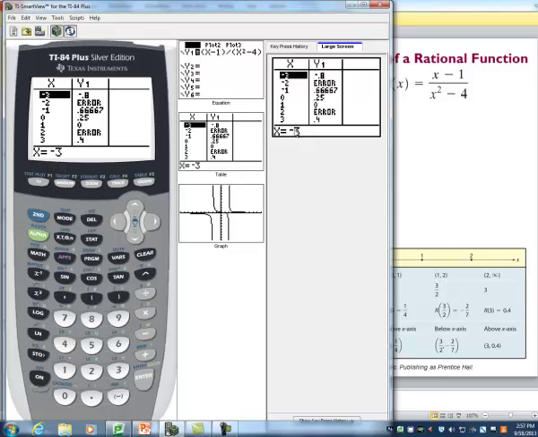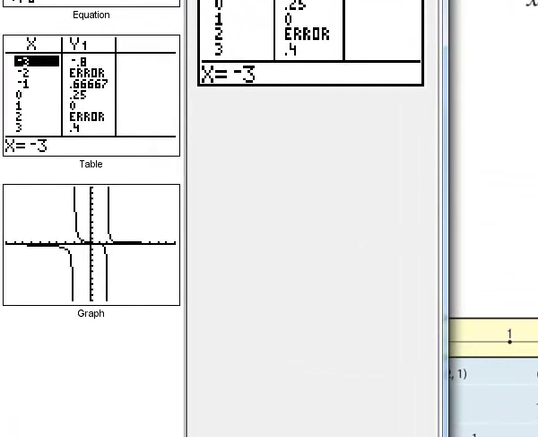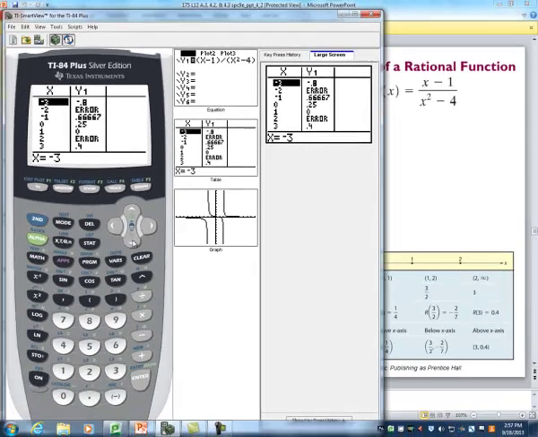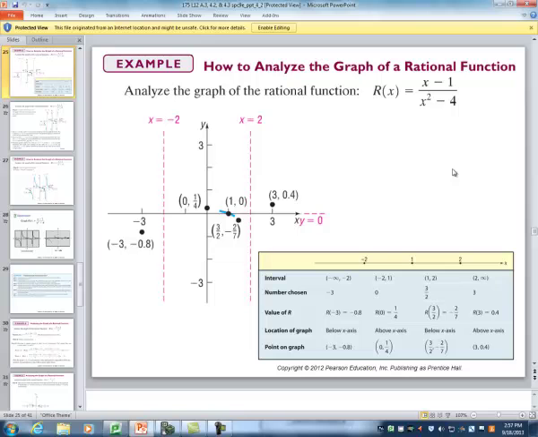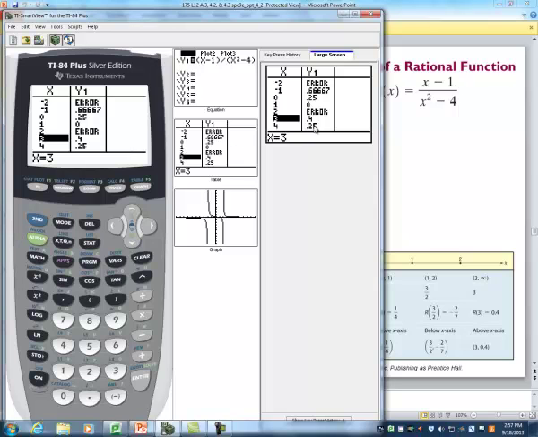So here's our table, here's 2. And notice there's an error there. Well, that's where our vertical asymptote is. Of course there's going to be an error there, because if we put 2 in here, we get undefined, right? So we want to know, what is it going to do at 3? Well, at x is 3, we get a positive 0.4. And if we go on to 4, we get a positive number, 0.25.